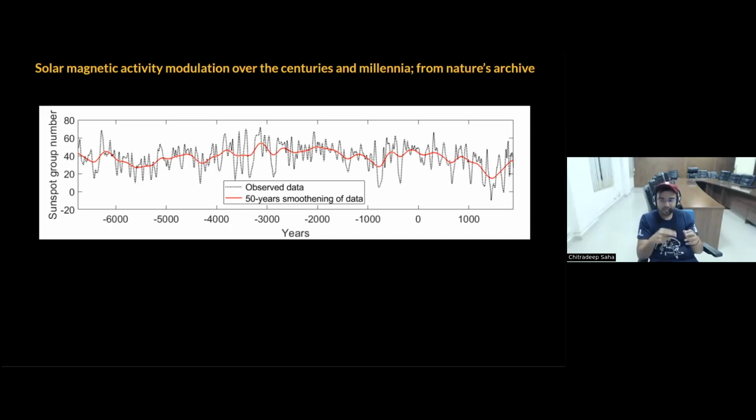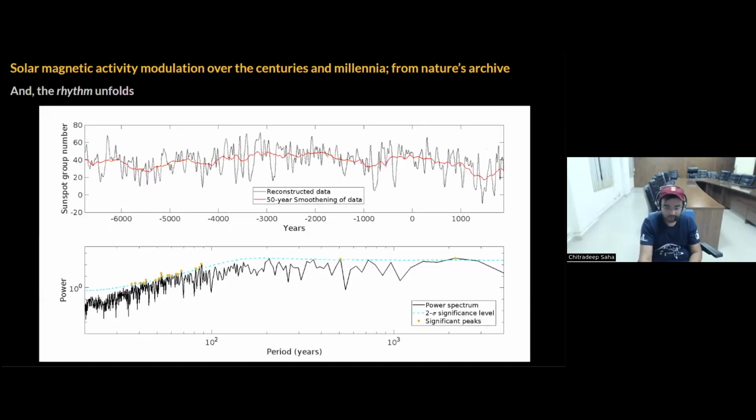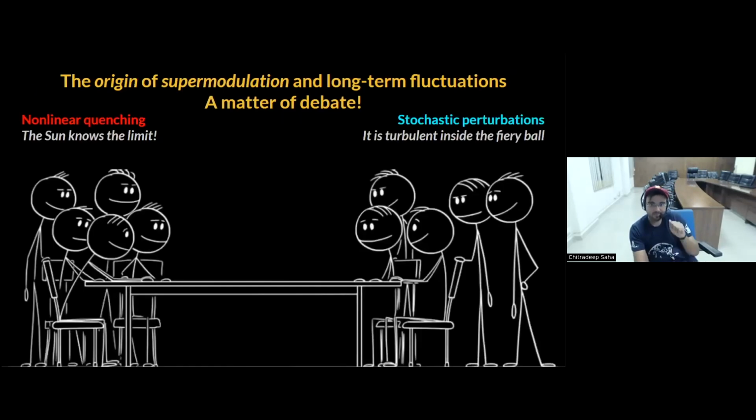And we call it super modulation. Any modulation which is beyond the 11-year time scale, we are referring to here as super modulation. If we again go into the Fourier domain, you see beyond the decadal time scale multiple periodicities which are statistically significant. These are present in the data. Now, there has been debate about what the origin of this supermodulation is.